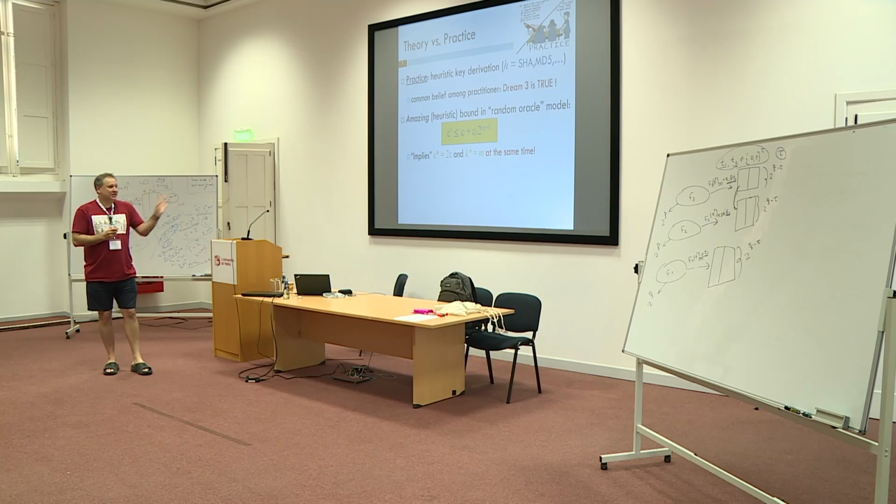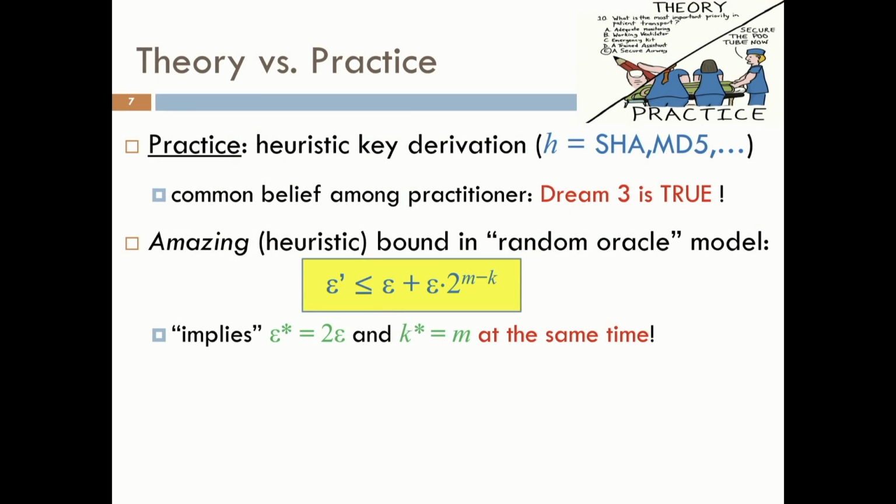So if you want, I can try to do it. I might get confused, but it's literally 2 lines. And this formalizes exactly what I said. If you plug in m equals k, meaning that the number of bits I extract is my min-entropy, I get 2 epsilon. So this is exactly why dream 3 is true: we basically achieve the best of both worlds using this heuristic key derivation in the random oracle model.